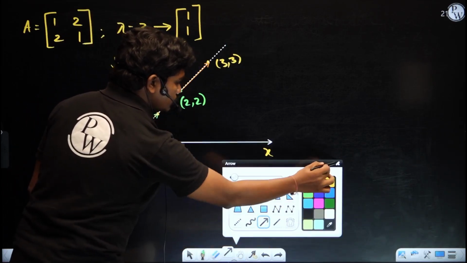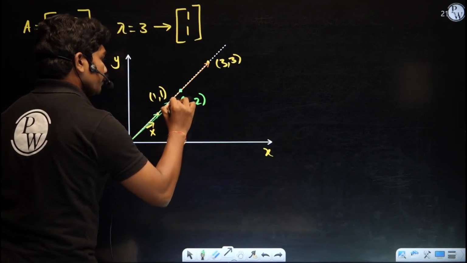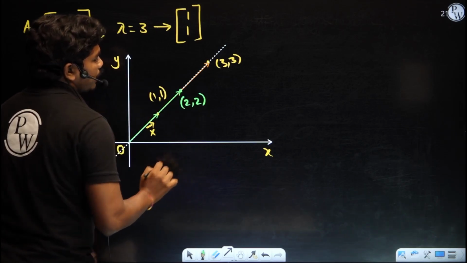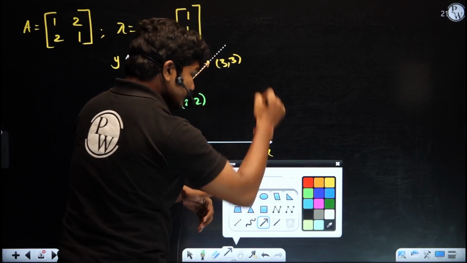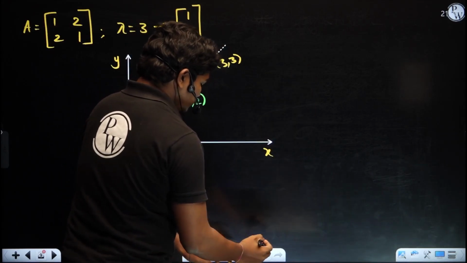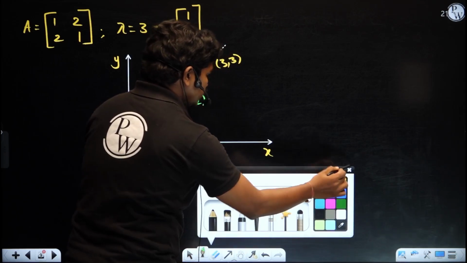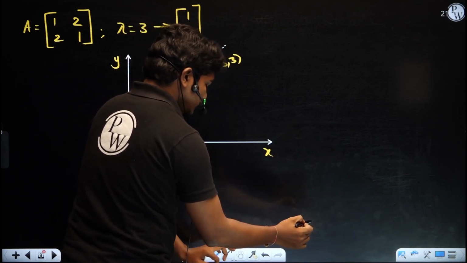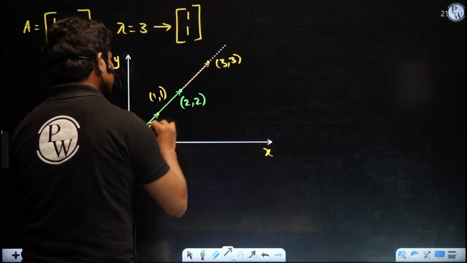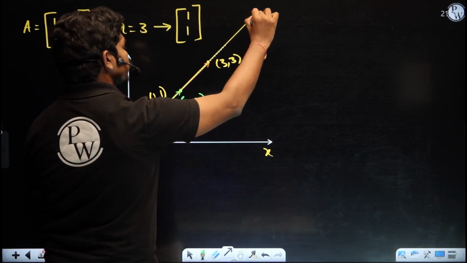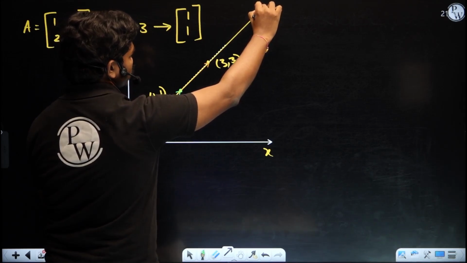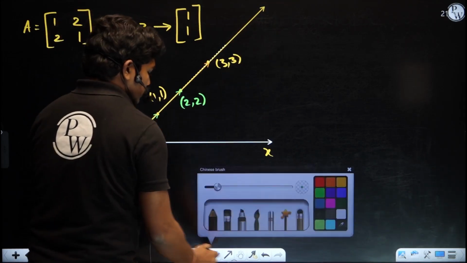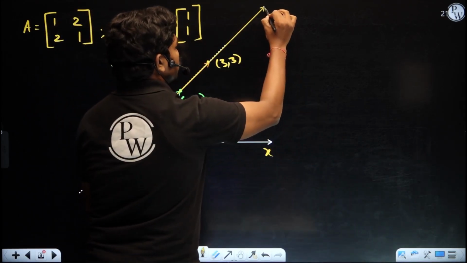If you take this vector 2 comma 2, and we apply the transformation of this matrix on 2 comma 2, the result will be 6 comma 6. You can see here, this will create the vector 6 comma 6, which is 3 times this particular vector. This is 6 comma 6 somewhere here.